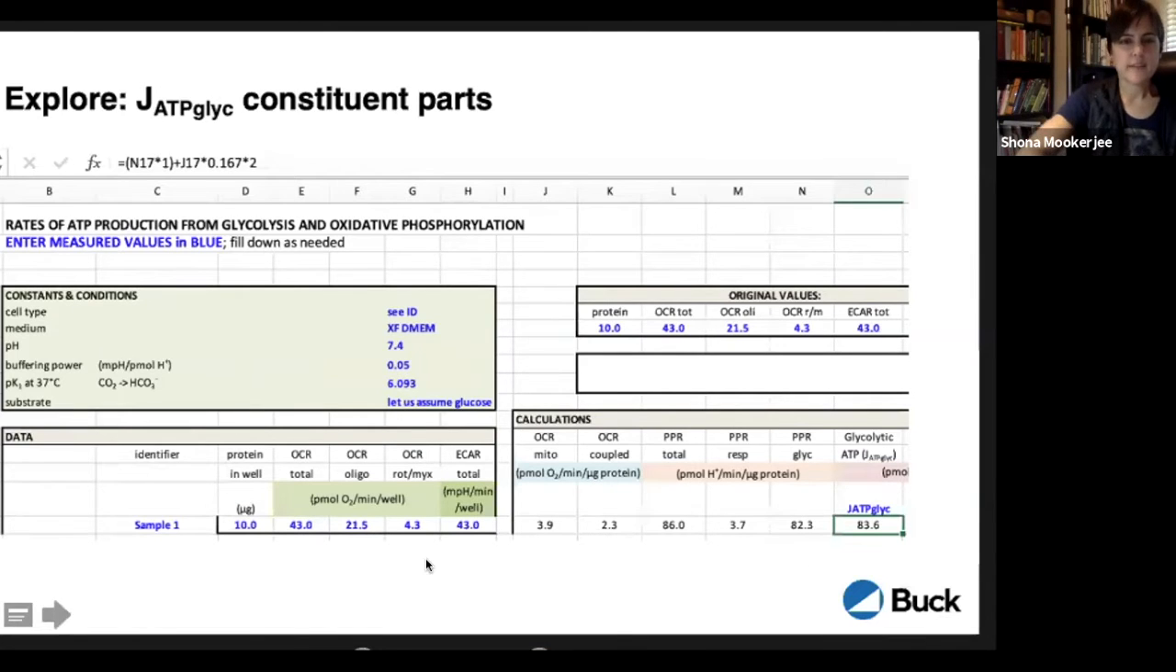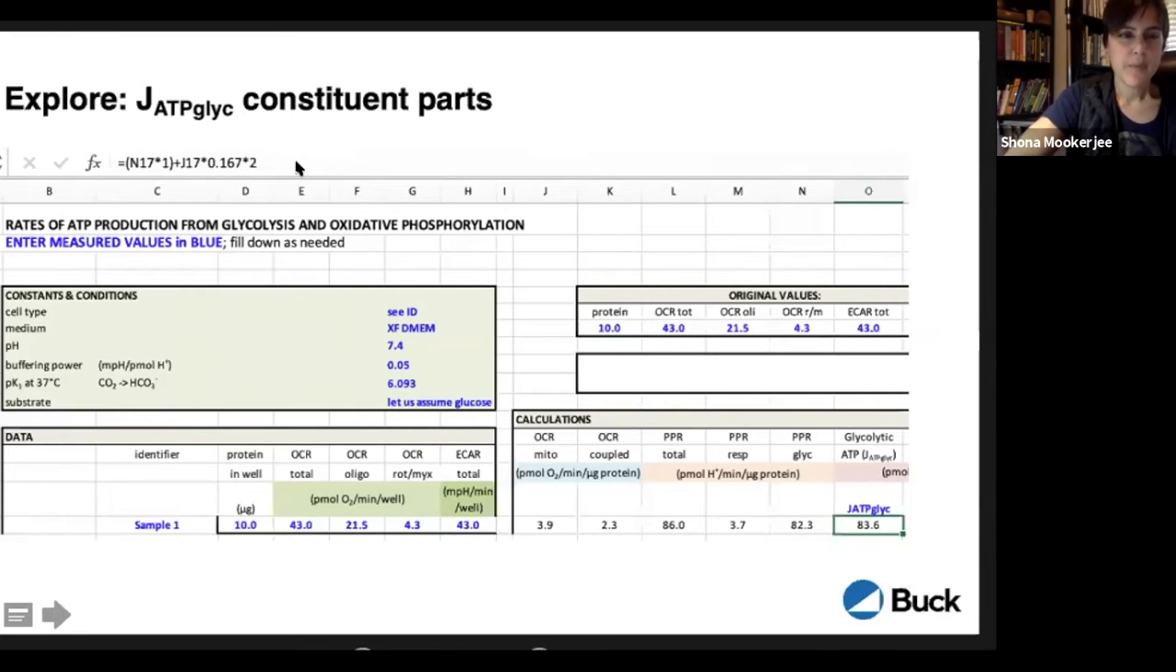So in the first tab, we just looked at the raw measurements of respiration, or OCR, and acidification, or ECAR. And then the second tab is all of these hidden calculations that let us understand ATP production rate. Let's look at these wells for a second. If you click on, I think it's currently O17, the well that defines glycolytic ATP production, let's take a look at these coefficients.